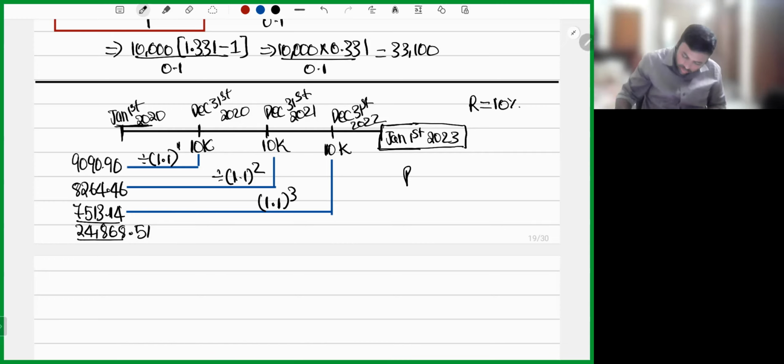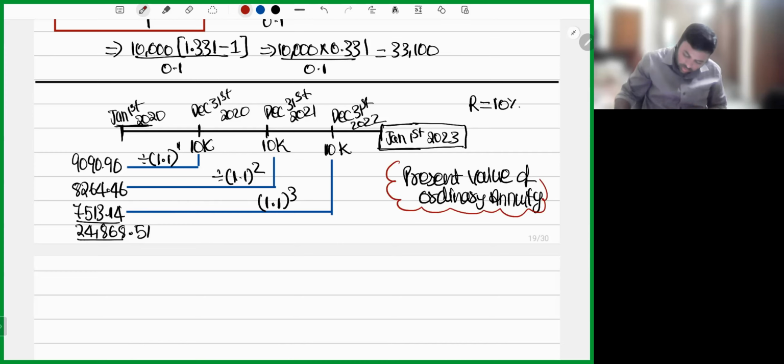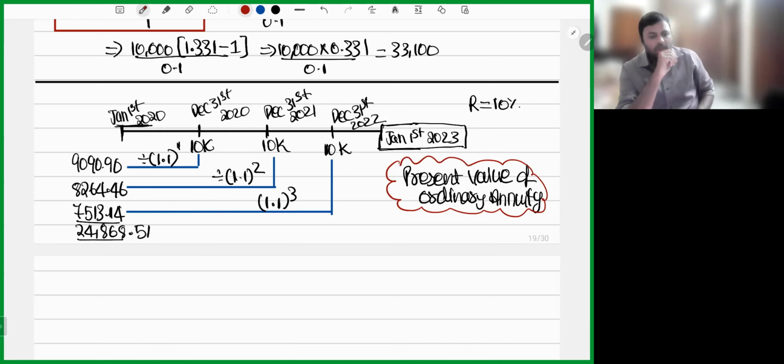So present value of ordinary annuity. What is this thing we are doing, my dear friends? We are simply doing present value of ordinary annuity. So what is the present value of ordinary annuity? Present value of ordinary annuity of 10,000 made for 3 years would be 24,868.51. Okay. So I hope the point is clear, my dear friends.